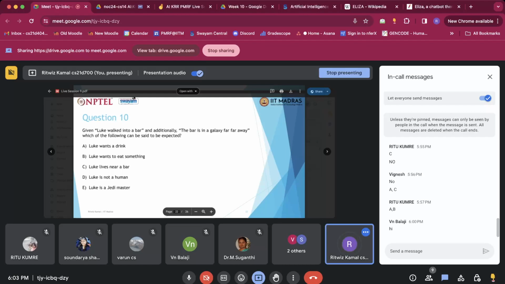Now which of these options do you think we can expect based on these two pieces of information given to us? Of course, the options that we found to be true in the previous question will remain true, which is Luke wants a drink, or Luke wants to eat something, or Luke lives near a bar. But will the fourth and the fifth options be something that we can expect because of this additional piece of information given to us? What do you think?